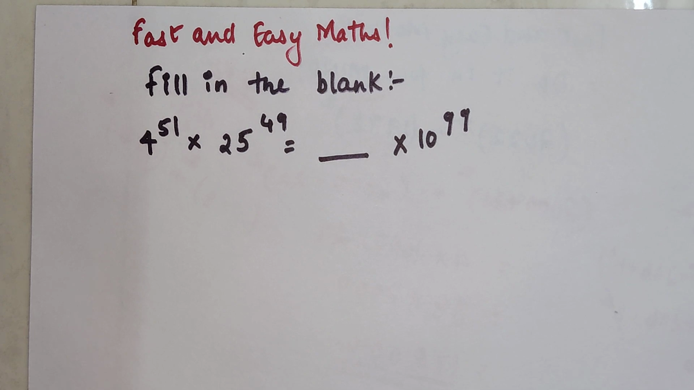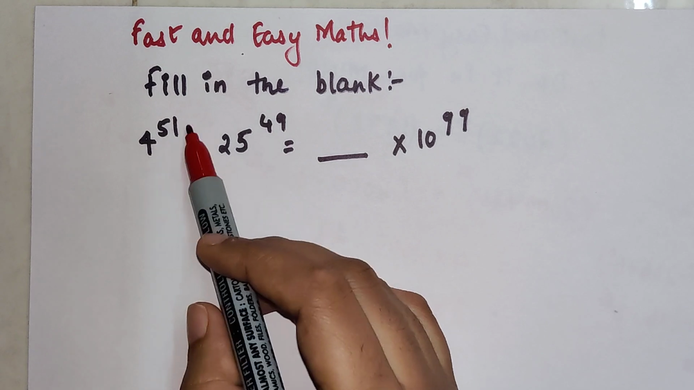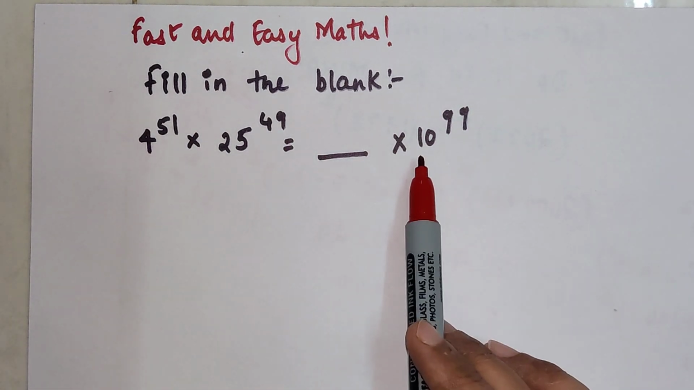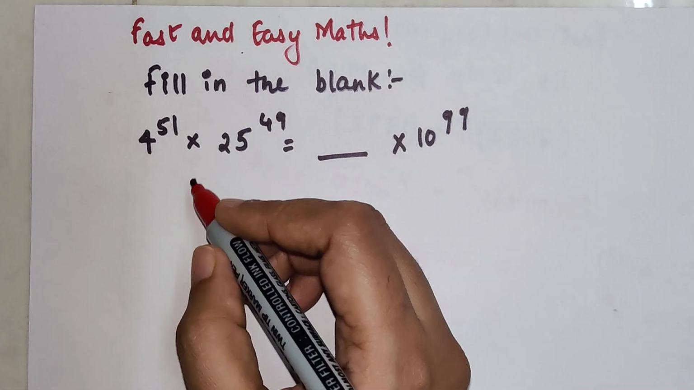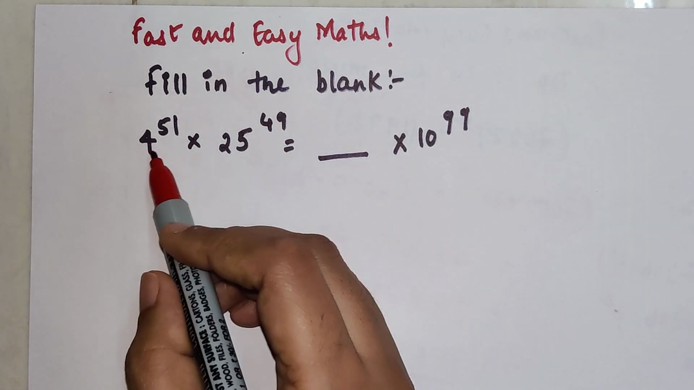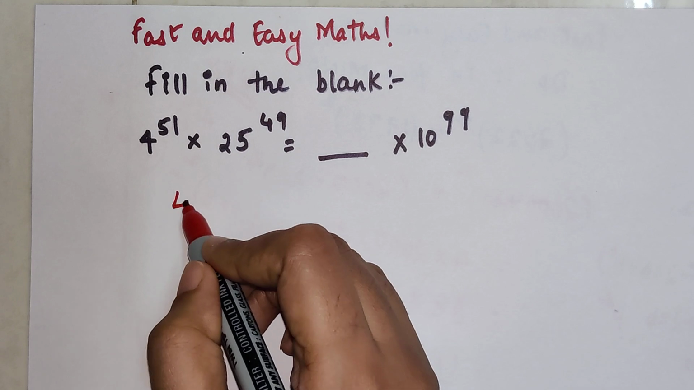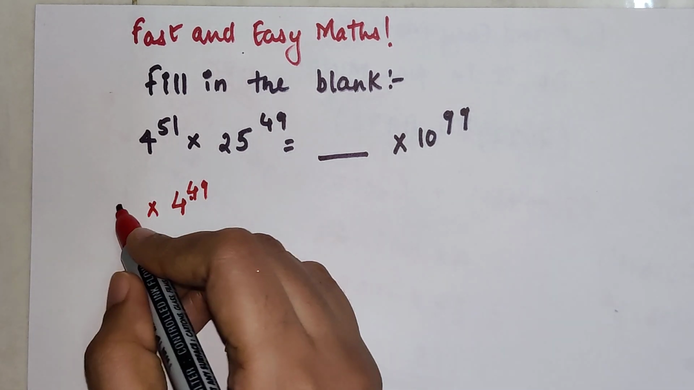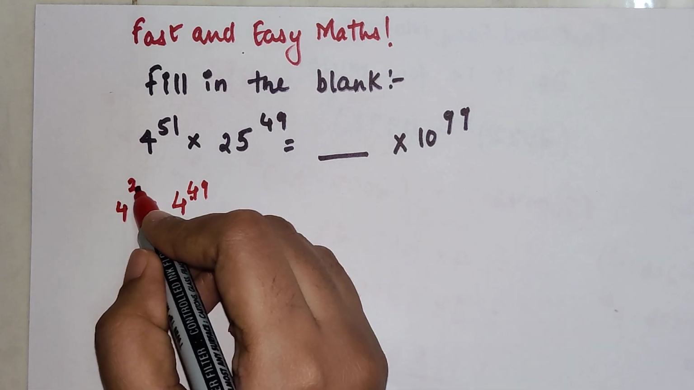So students, today we are doing a fill in the blank question. The question is 4 raised to 51 into 25 raised to 49 is equal to blank into 10 raised to 99. So now over here what we can do is we'll take 4 raised to 49 separate, and here we can just write 4 raised to 2.